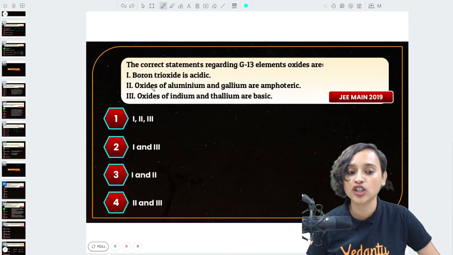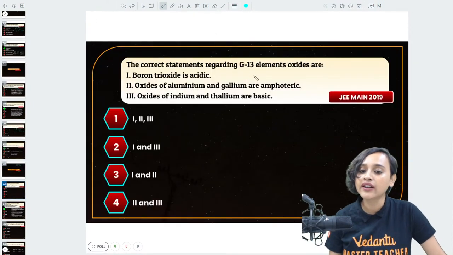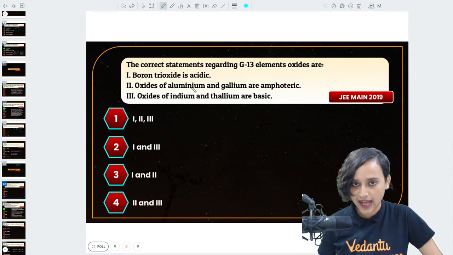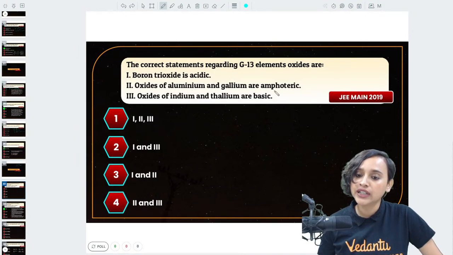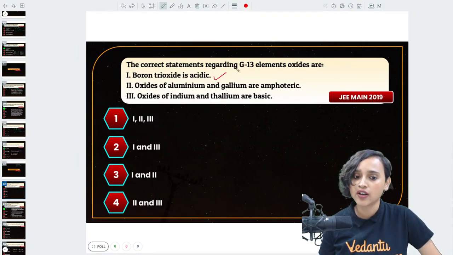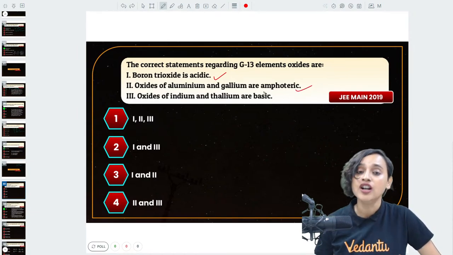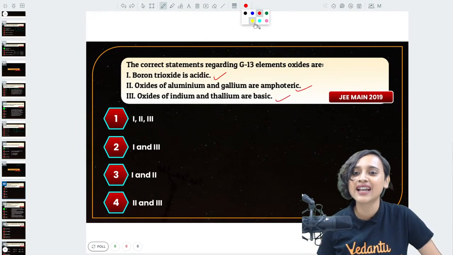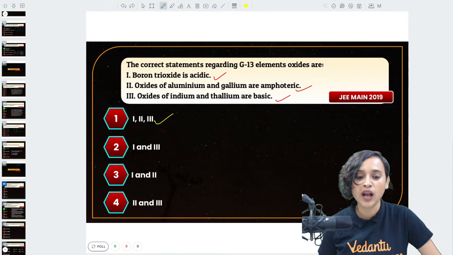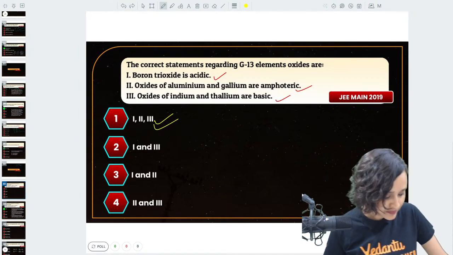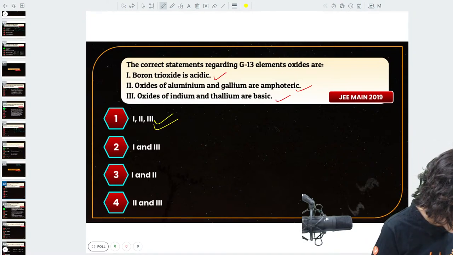Let's solve a question here. The correct statement regarding group 13 elements, oxides: boron trioxide is acidic. Oxides of aluminium and gallium are amphoteric. Absolutely right. Oxides of indium and thallium are also basic. Absolutely right. Which means that our correct answer is option 1, 2 and 3, all of them are correct. Make sense, guys?